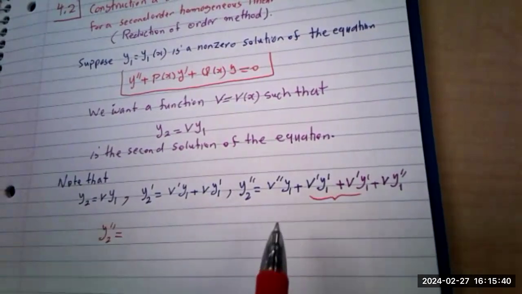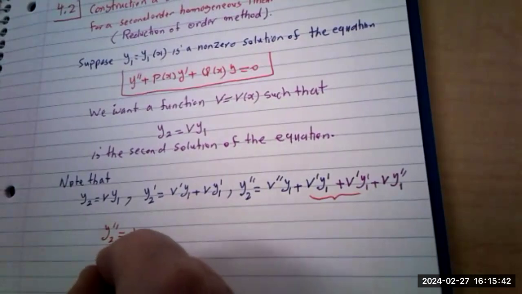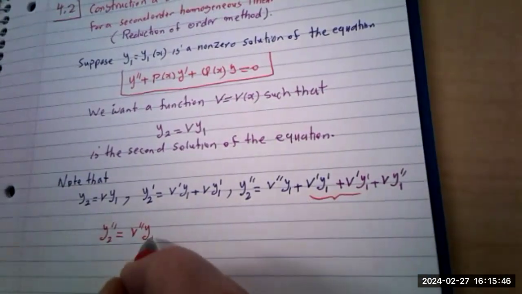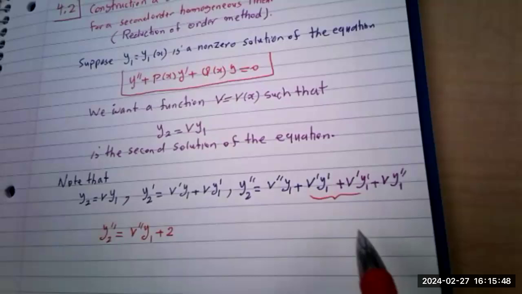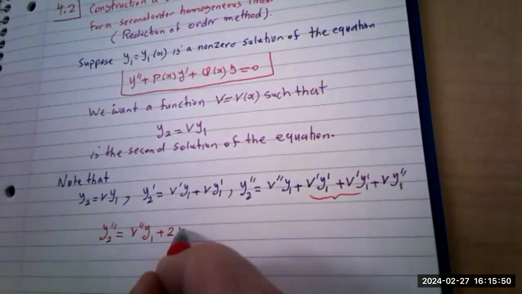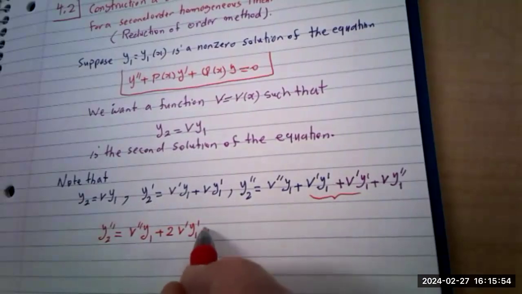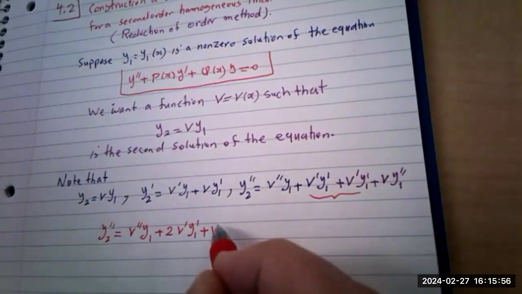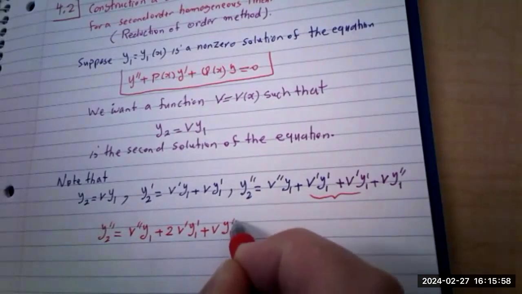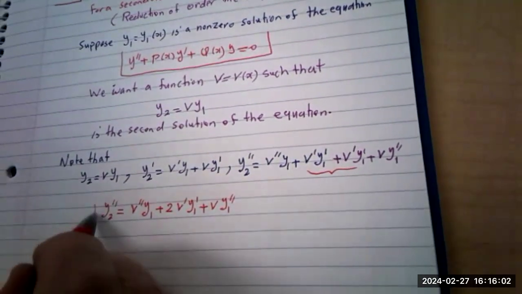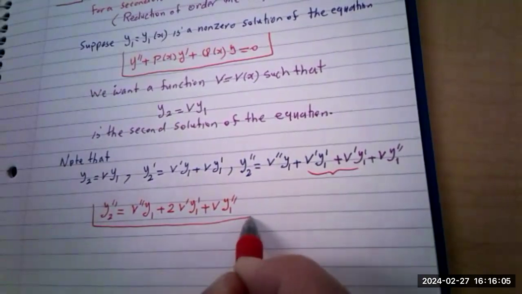Okay, y2 double prime would be v double prime y1 plus twice the v prime y1 prime plus v y1 double prime. Okay, so that is going to be y2 double prime. Any question?